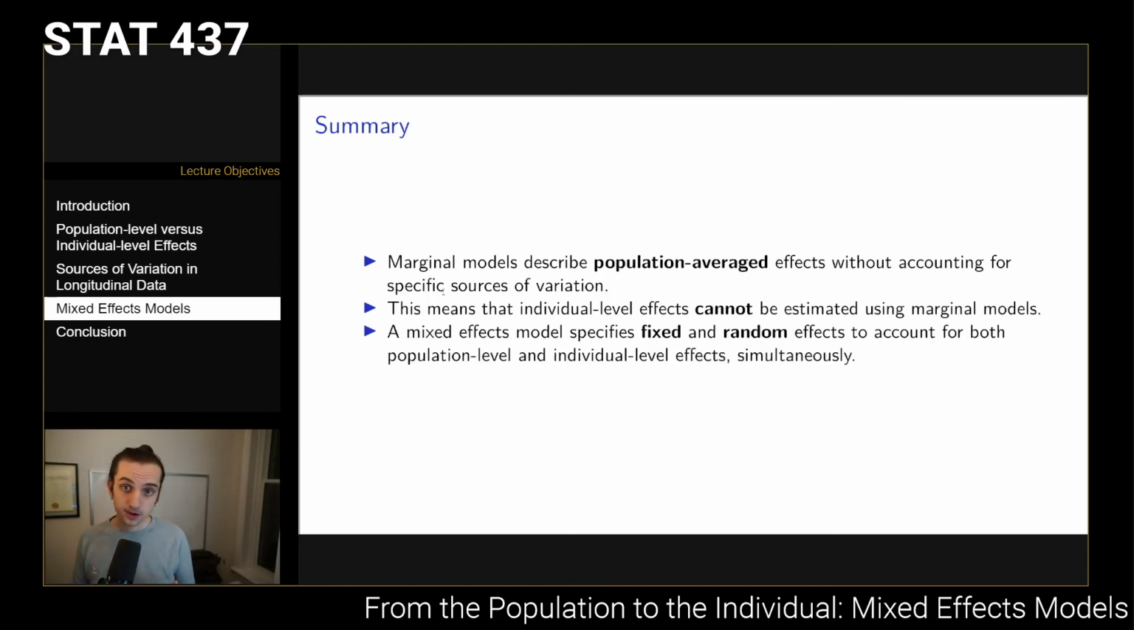A mixed effects model, on the other hand, is going to specify fixed effects, which are population level, and random effects, which are individual level. And by specifying the structure in this way, we're going to show in the coming lectures that this induces a correlation within the individual, but it's doing it in a very specific, explicit way. And that means we can use those estimated parameters to talk about the individual level data that we might care about.